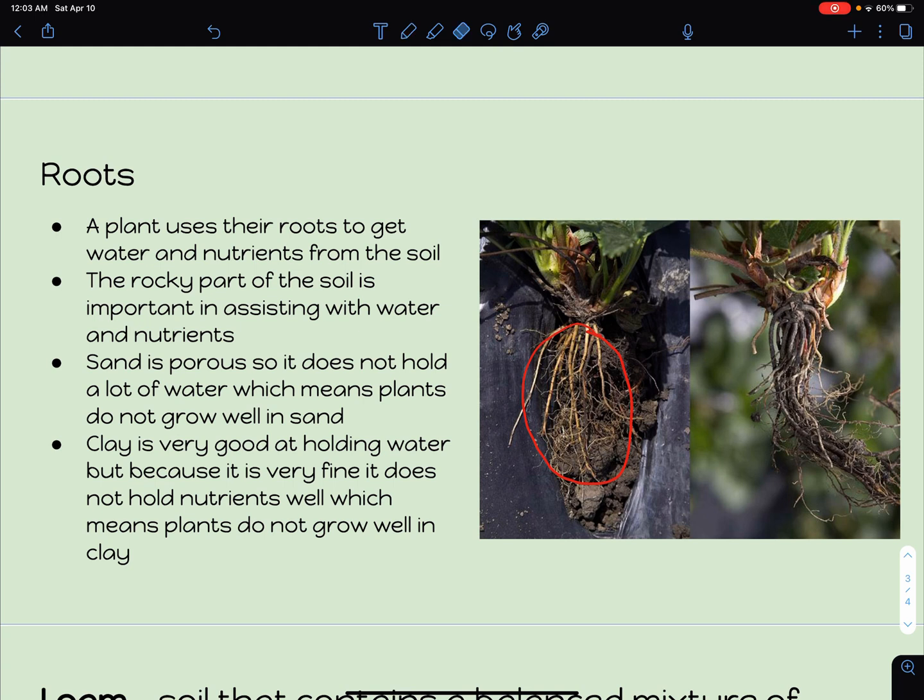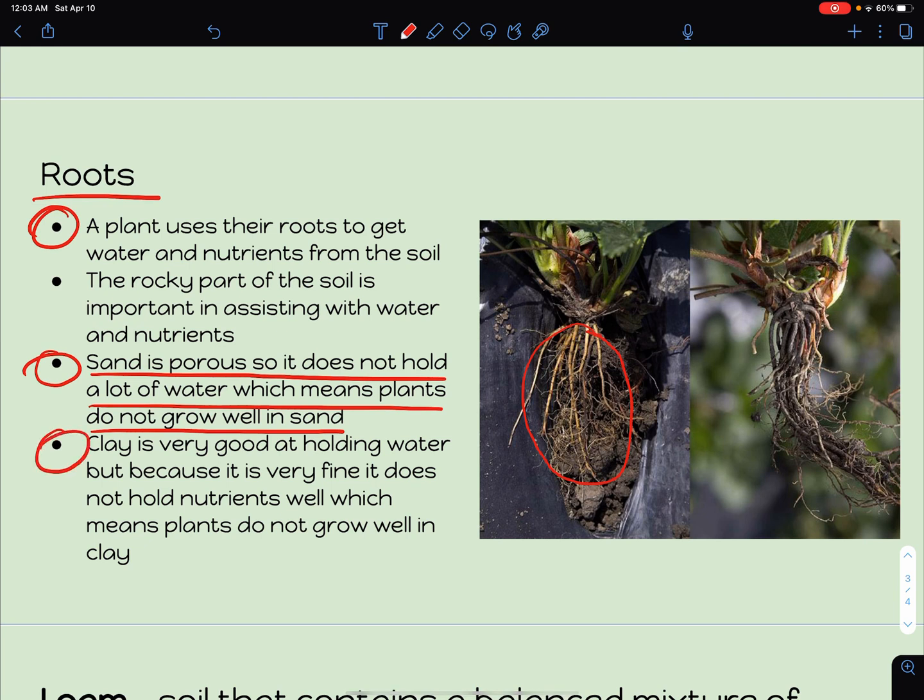So from these roots, I would like for you to write down roots, and let's write down what they use it for, again to get water and nutrients from the soil. And then you could write down that sand is porous, so it doesn't hold a lot of water, meaning plants aren't going to grow very well. So basically this bullet point and this one about clay not holding nutrients very well, meaning that plants aren't going to grow very well in it.